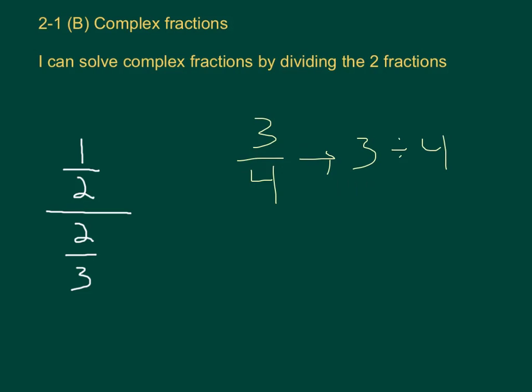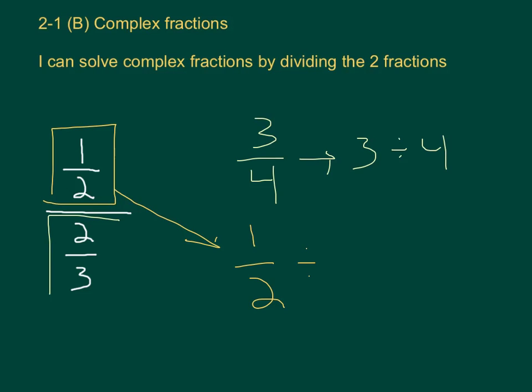That's exactly what we're going to do with complex fractions. I'm going to take my numerator and divide it by my denominator. So I have my numerator, which I'm going to write first, 1/2, divided by my denominator, which we put second, 2/3. So I have 1/2 divided by 2/3. And from here, we can solve.